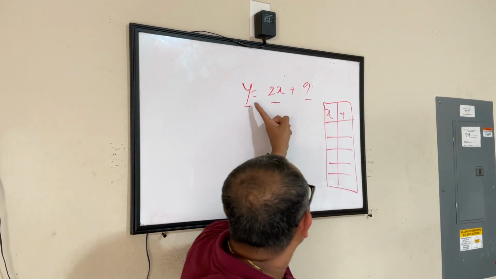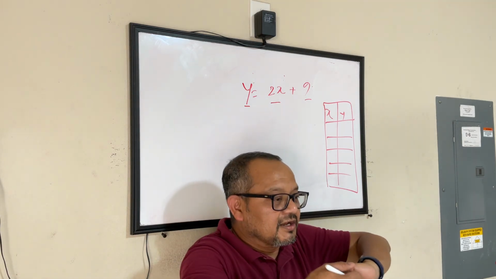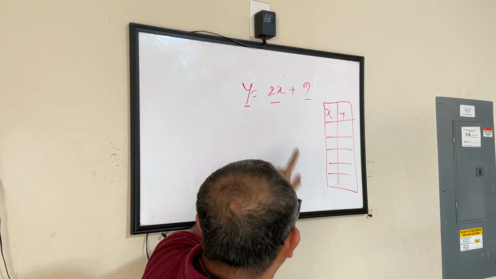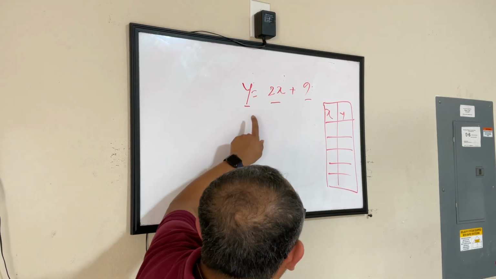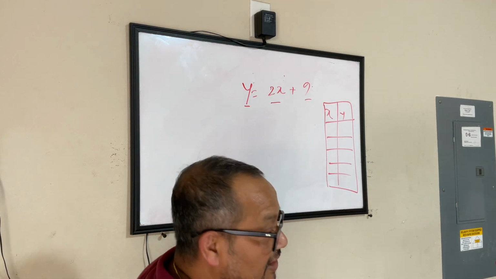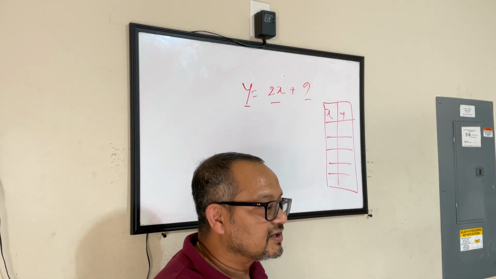Here y and x have agreed, saying that 2 times your value plus 9 will be equal to my value. That's what y says. Okay?